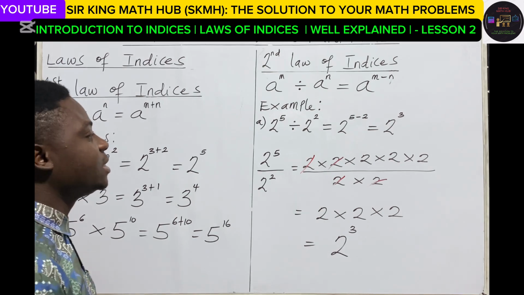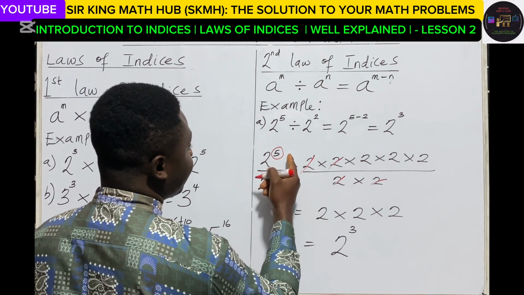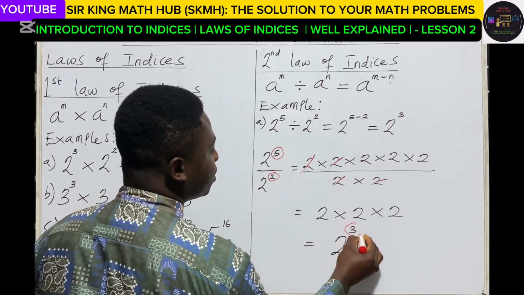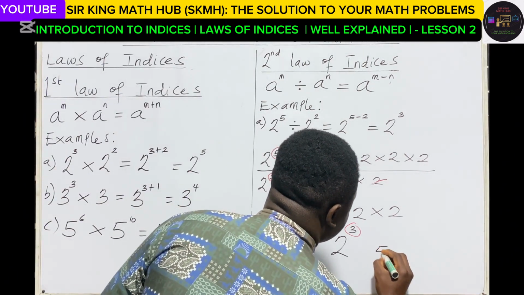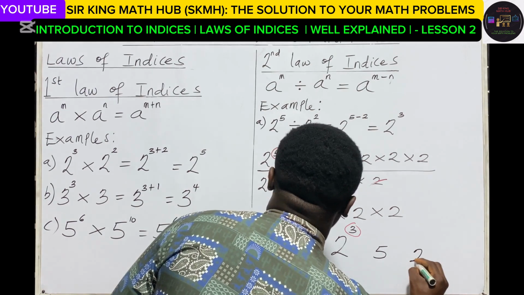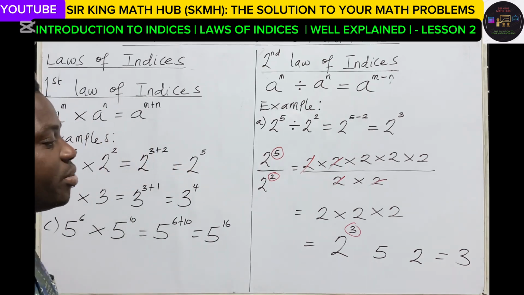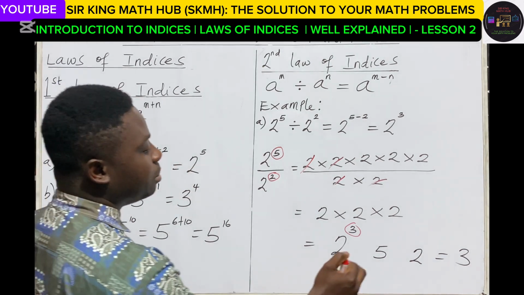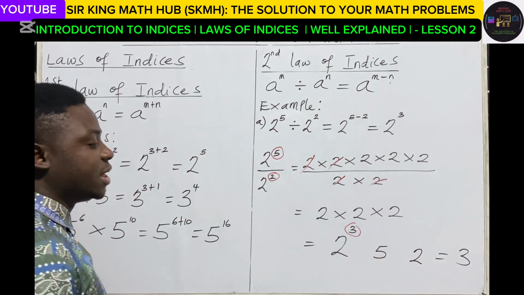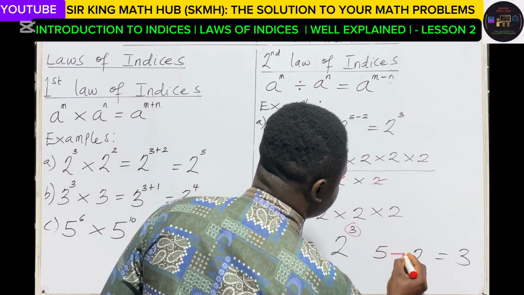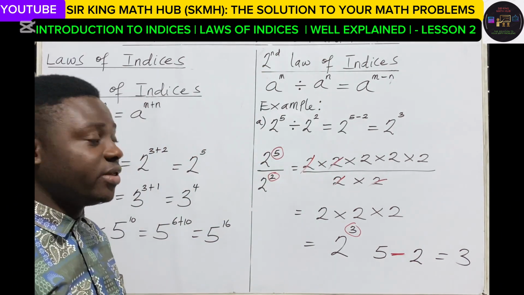Again, let's look at the relationship between the indexes. 2 exponent 5, so we have 5, 2, and then 3. So 5, 2, and then we had 3. Which operation sign should be placed between 5 and 2 to give us 3? So clearly the operation sign is minus. So 5 minus 2 is equal to 3.